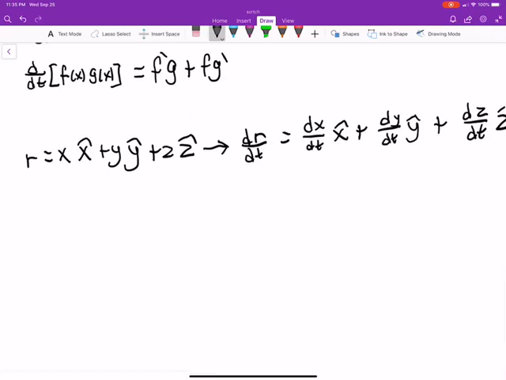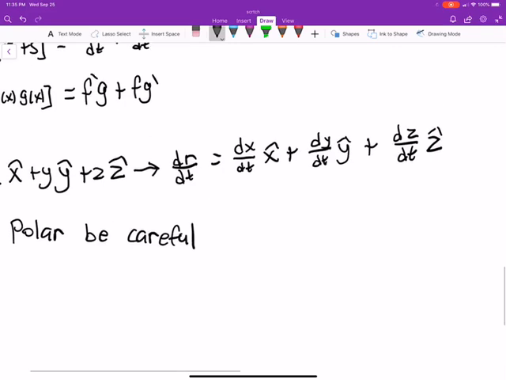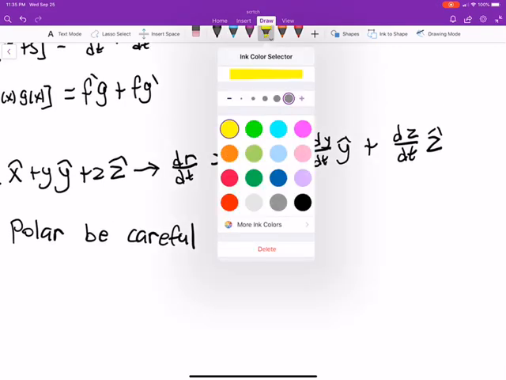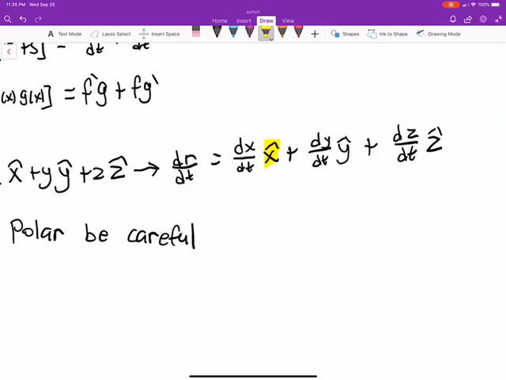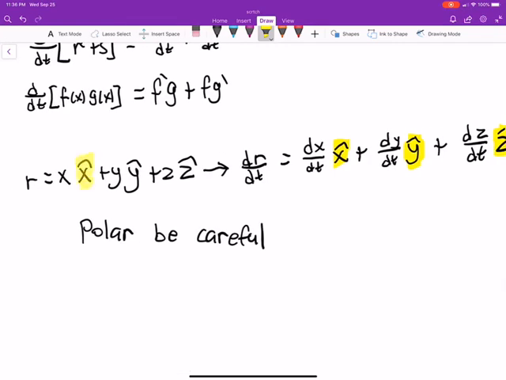That's not the case in polar coordinates, for example. Be careful. That's what I'll say. We're not at polar coordinates yet, but it is a note to make that sometimes your unit vectors will not be constant, and you have to be careful with these derivatives. But these guys are constants, so we can get away with it.